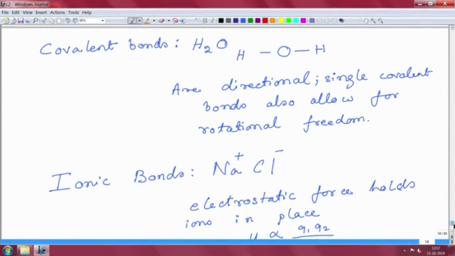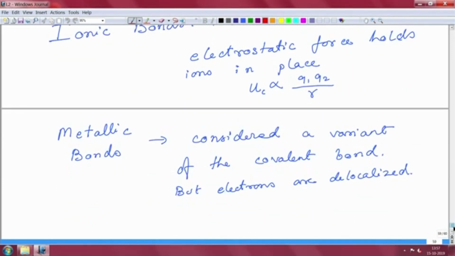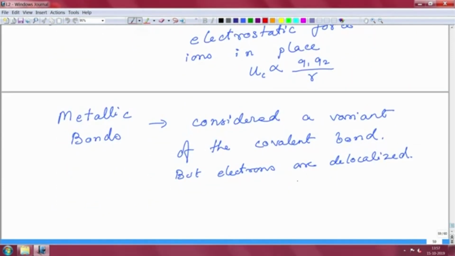For the covalent bond, we discussed that they are highly directional. They also allow for rotational freedom, especially when they are single bonds. Double bonds have a stronger restriction on the rotation, etc. For ionic bonds, for example salt, they are held together by electrostatic forces. And finally, we have the metallic bonds, which are considered a variant of the covalent bond, but here the electrons are delocalized in a lattice.